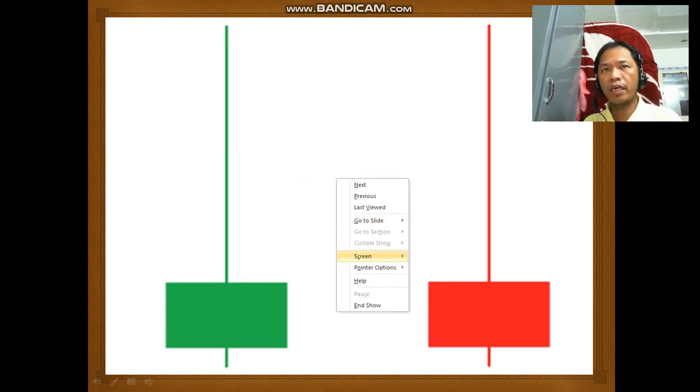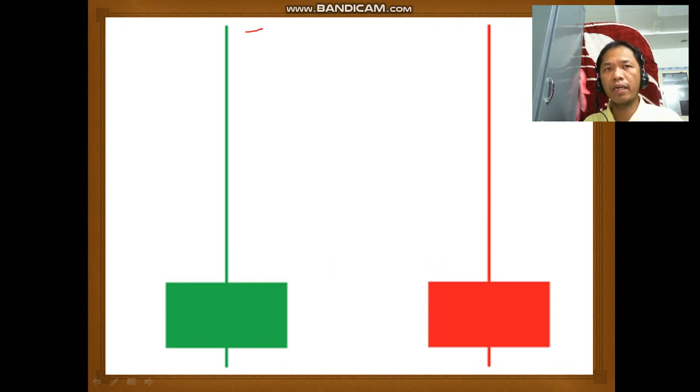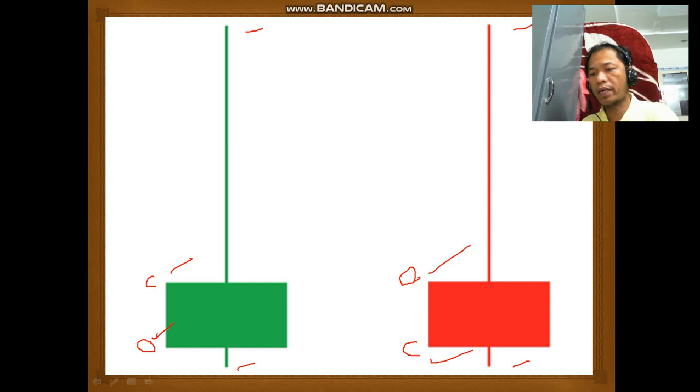Now here, you see there is a red and a green candle. This is the high price of the day, this is the low price of the day. Why is it green? Because this is the opening price and this is the closing price. So the closing price is above the opening price. Here this is red. This is the high price of the day and the low price of the day. Why is it red? The same, the opening and the closing. The closing price is below the opening price. So this is why it is red.